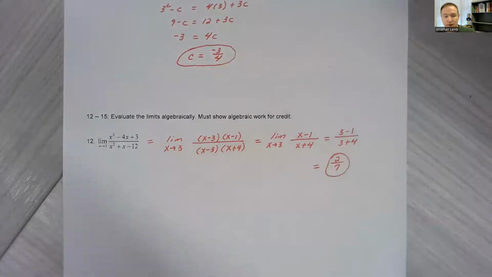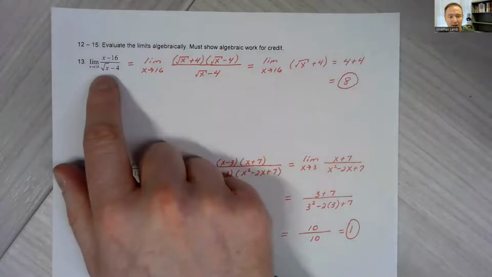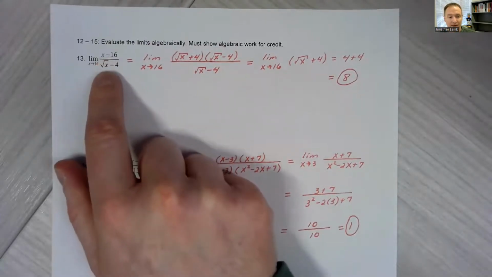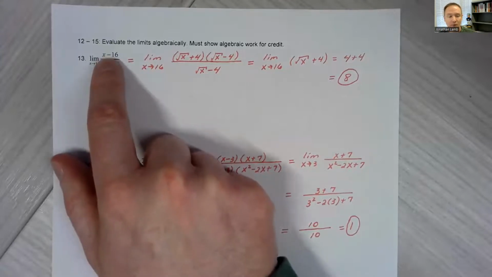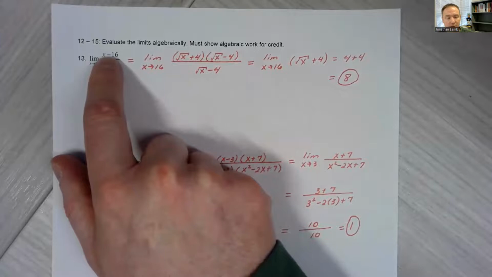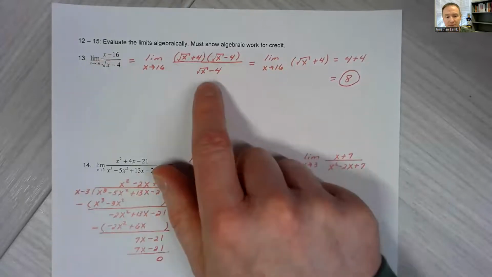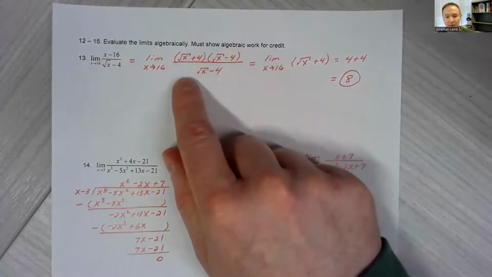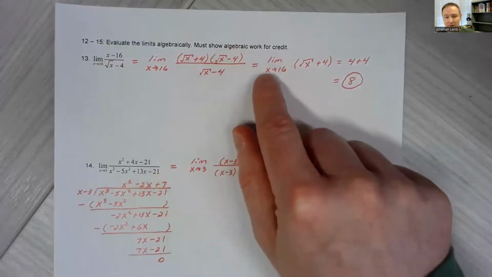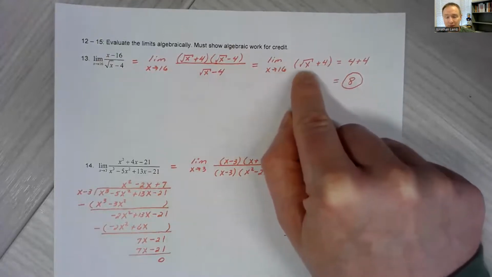For the next algebraic limit problem, we have the limit as x approaches 16 of x minus 16 over the root of x minus 4. What I would like you to see is that the numerator is a difference of two squares. It's going to factor to be the square root of x plus 4 and the square root of x minus 4. So as soon as I see that, I can see, well, the square root of x minus 4 cancels with the denominator. That just leaves me the limit as x approaches 16 of the square root of x plus 4. Can I plug a 16 into that?